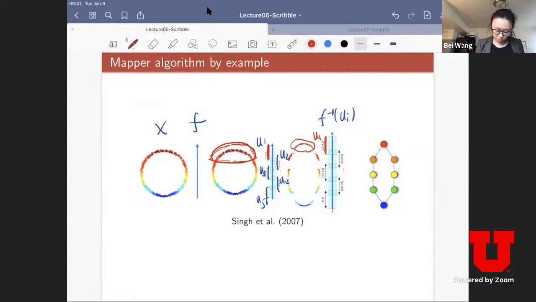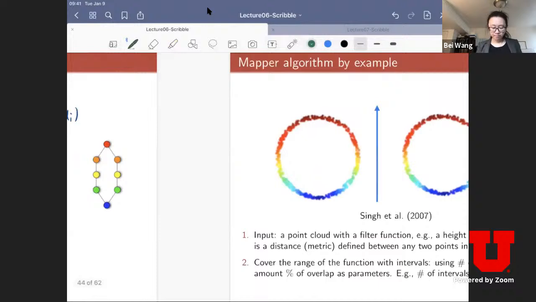If I look at U3, again I look at the inverse map of U3, there are actually all these points here versus all these points here that belong to that function value interval. But of course, now I'm going to have to apply some sort of clustering. Let's say I'm using DBSCAN, which is density-based. The density-based one is going to give me two components that become 2 points in my mapper graph, and so on. But first of all, let's go into detail.